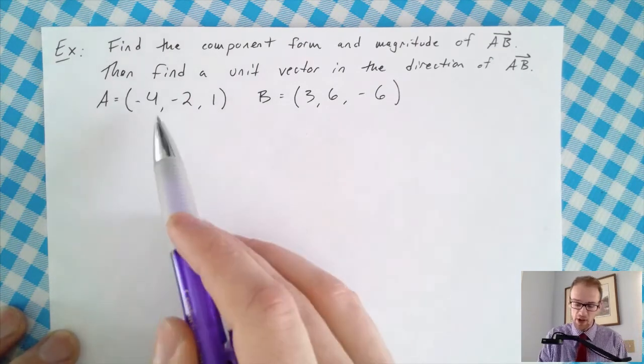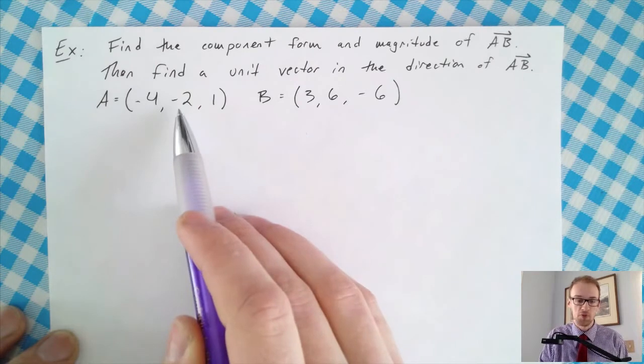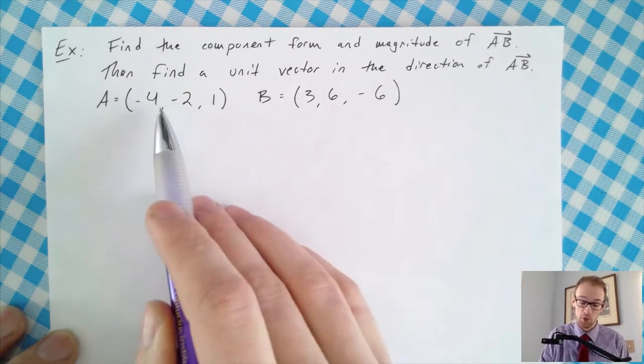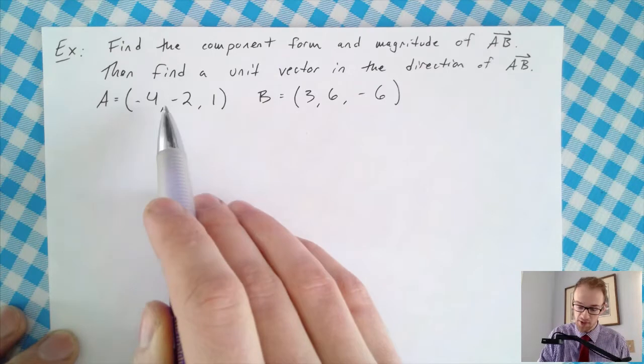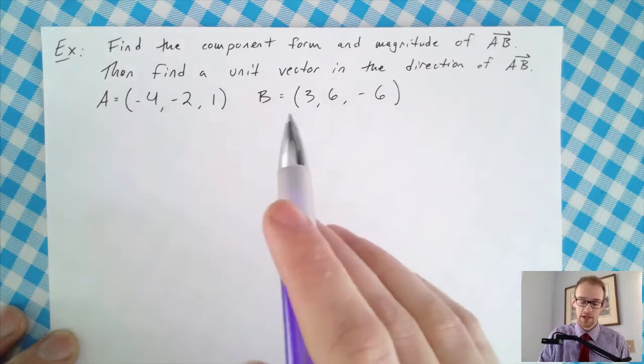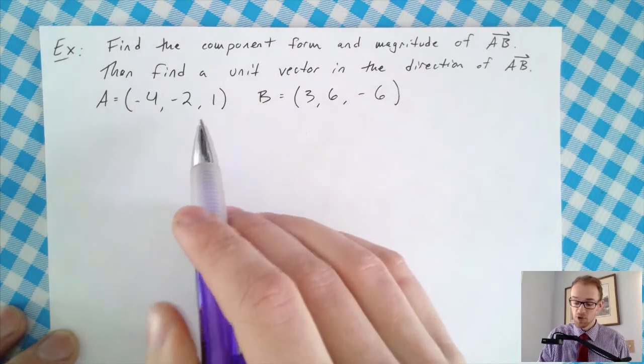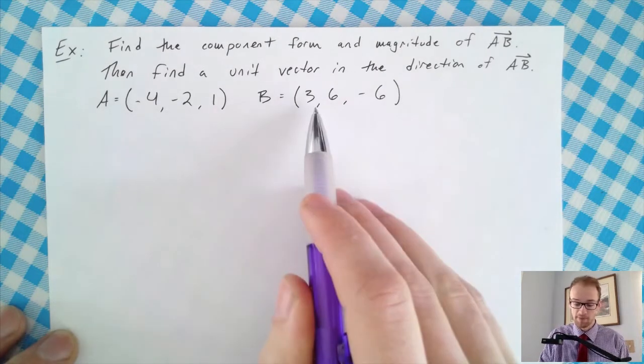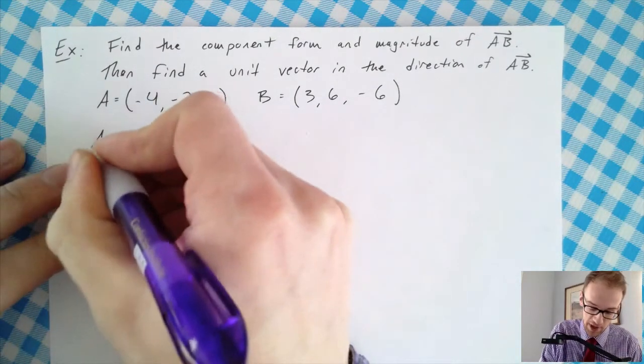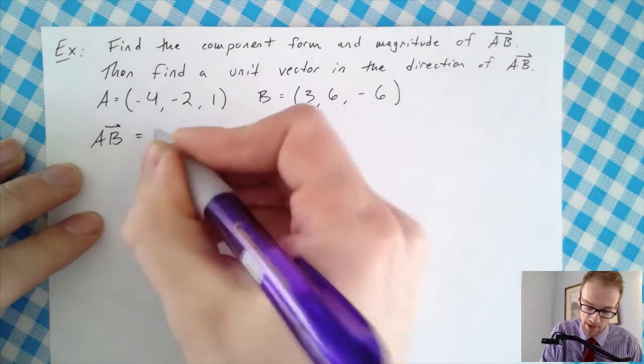In the last video, I graphed these 2 points in GeoGebra, point A and point B, and then I graphed the vector that connected them from A to B, and then I showed you how to figure out the component form. So vector AB has this component form.